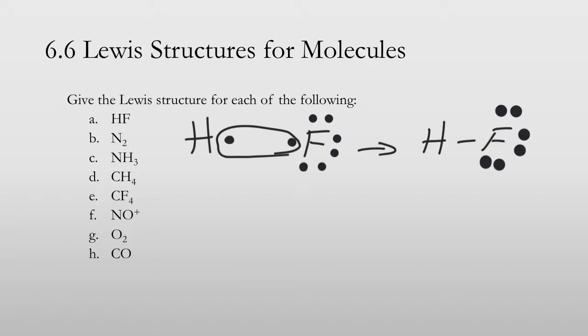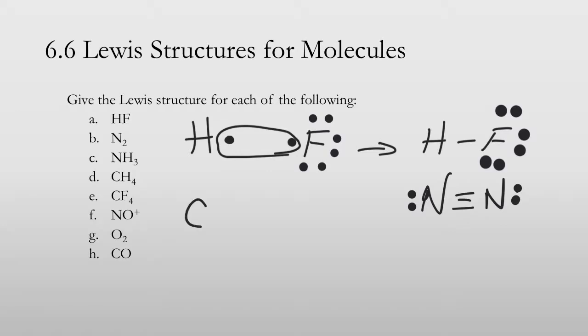The next one on there is nitrogen N2. I already did that one for you, so I'll just redraw the Lewis structure for it. It's a triple bond. Like that.